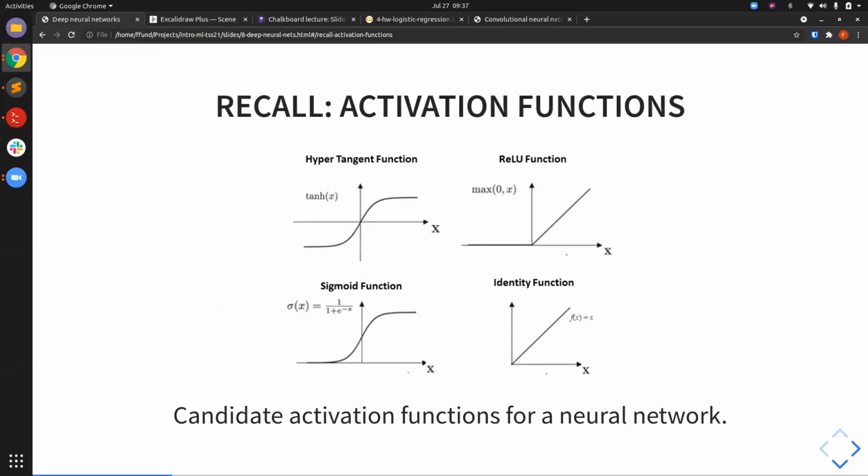Okay, so identity function is out because it doesn't learn nonlinear representations. Hypertangents and sigmoids work pretty well for shallow networks. They don't really work very well for deep networks because of this exploding gradient problem and vanishing gradient problem. What about the ReLU function? What does the gradient of the ReLU look like?